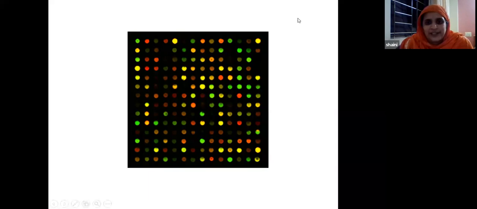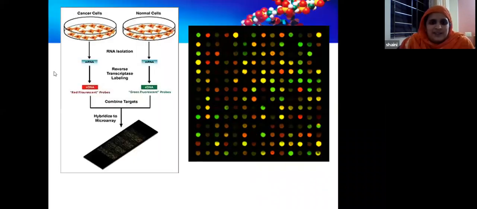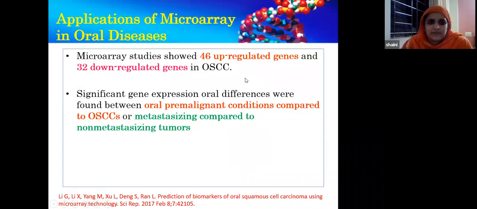This is how it will look. We have green areas, lighter green areas, lighter yellow areas, red areas. This is just another same thing. We have cancer cells, normal cells. It is red, this is green, and we hybridized, and you get something like this. Now, a good thing about microarray, the most important advantage, is that multiple genes can be studied at one go. The limitation is the cost, and also expertise is required, and you need very good software.